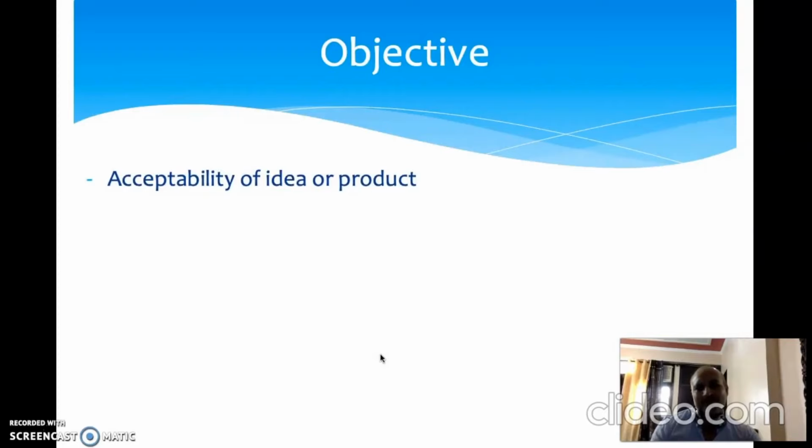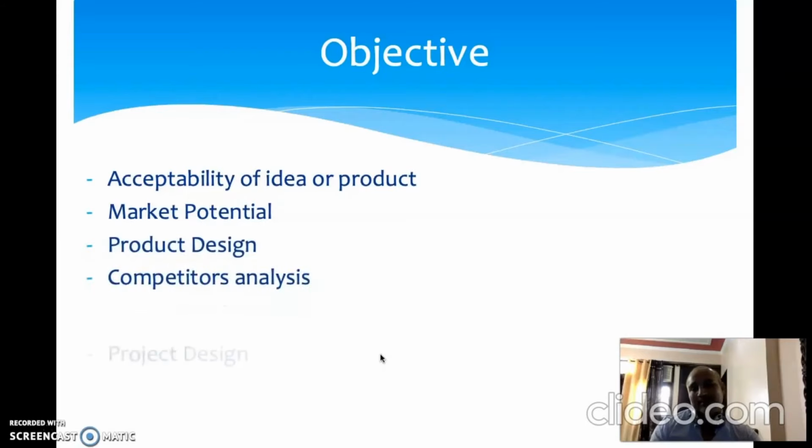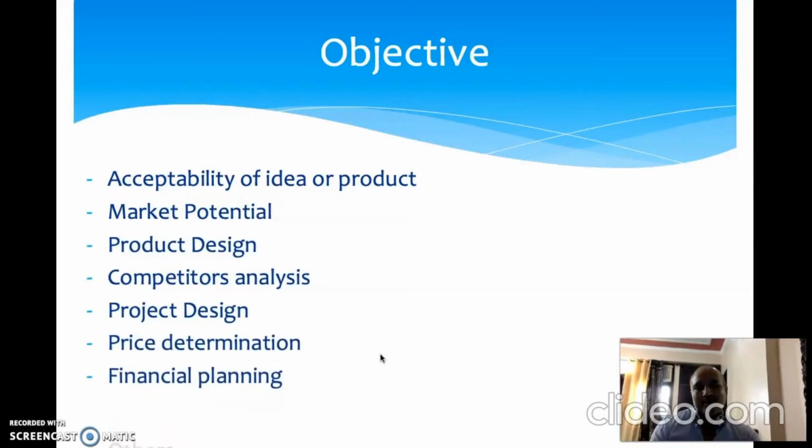Certain examples of objectives: it could be acceptability of the product which you want to know. You want to understand the market potential or the product design, whether it is acceptable or not. What is the competitor analysis, project design, price determination, financial planning, or some other objectives. There could be multiple objectives, there could be a single objective, it completely depends on where you want to pick it up.